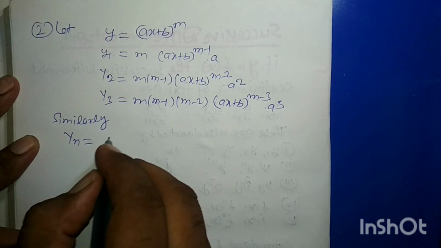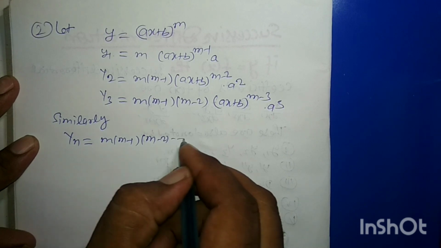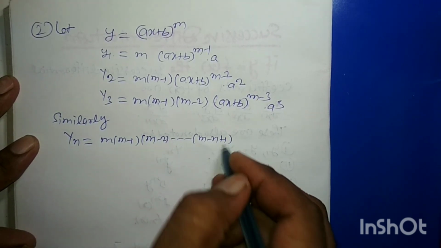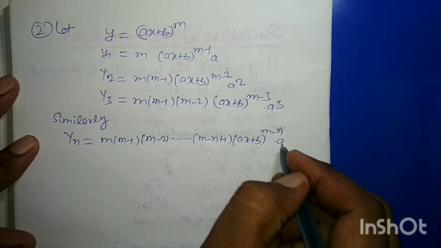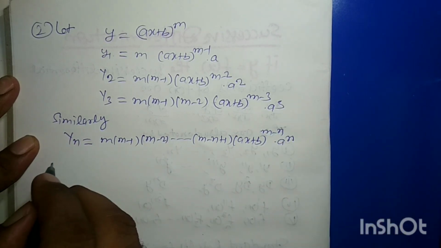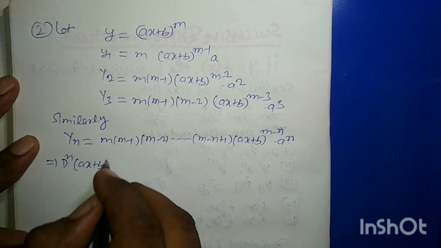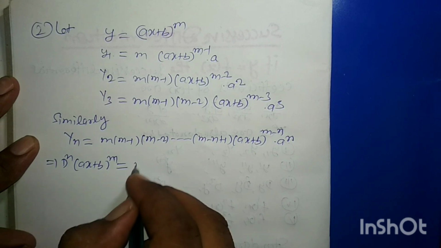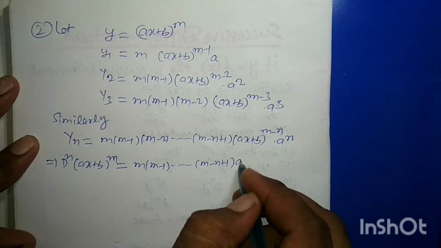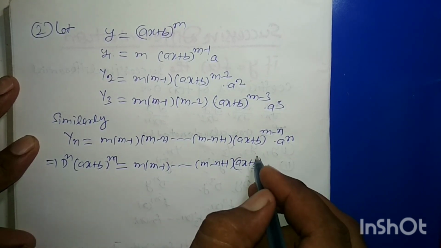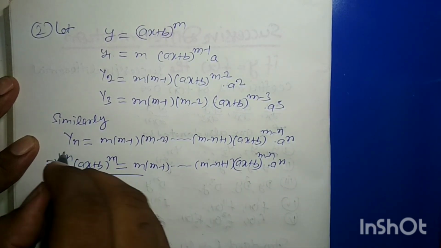Similarly, yn = m(m-1)(m-2)...(m-n+1)(ax+b)^(m-n) into a to the power n. It implies that dⁿ/dxⁿ of (ax+b)^m = m(m-1)...(m-n+1)(ax+b)^(m-n) into a^n. This is the identity.